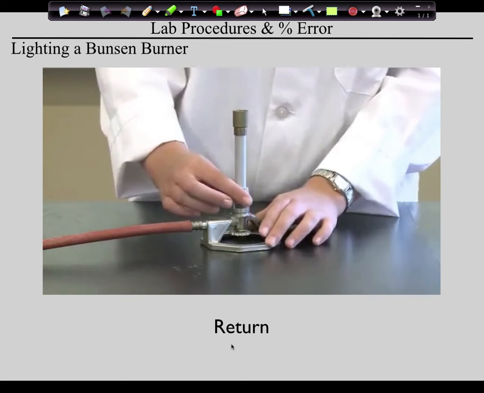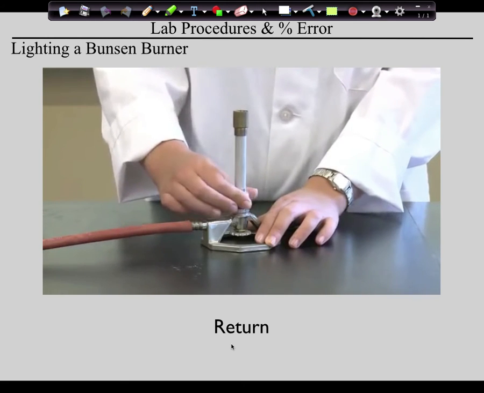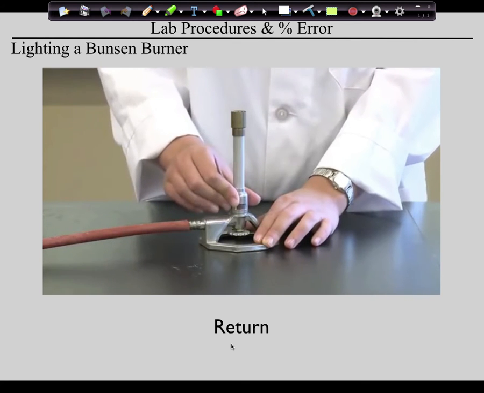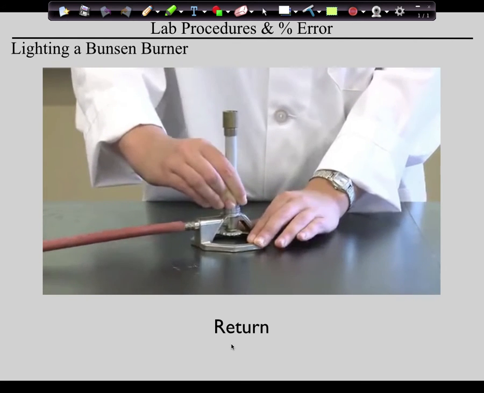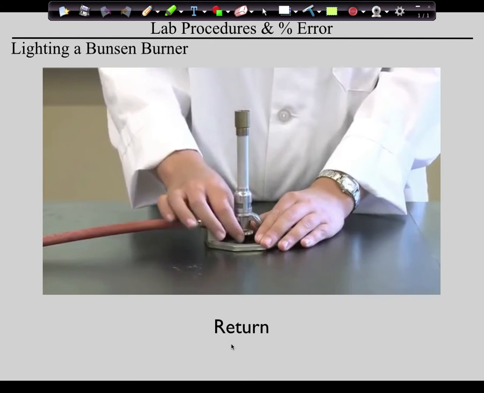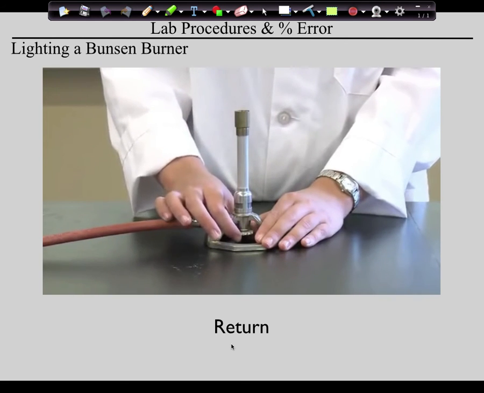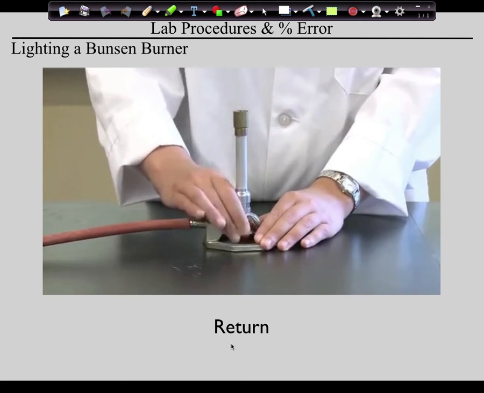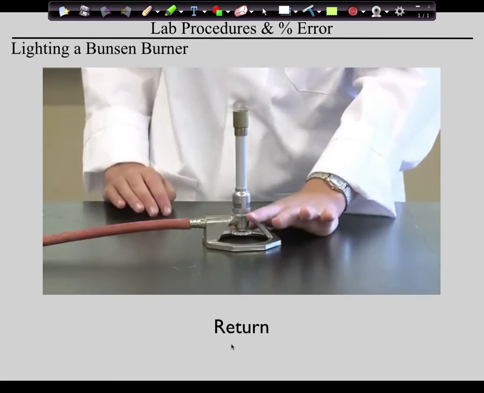You'll now want to turn the barrel clockwise to completely close the air inlet. Do this until there's resistance. Now turn it back slightly so just a small amount of air is let through. You'll also want to close the gas needle valve located underneath the Bunsen burner. Do this by turning it completely counterclockwise. Leave this closed for now and turn on the gas.